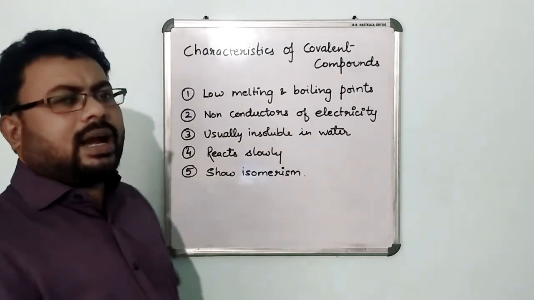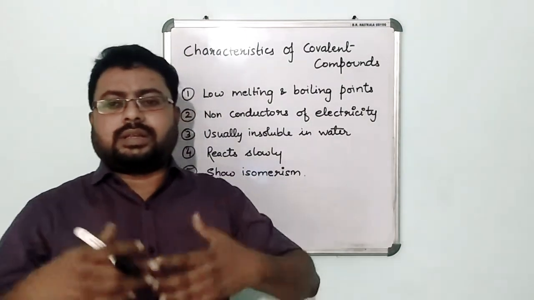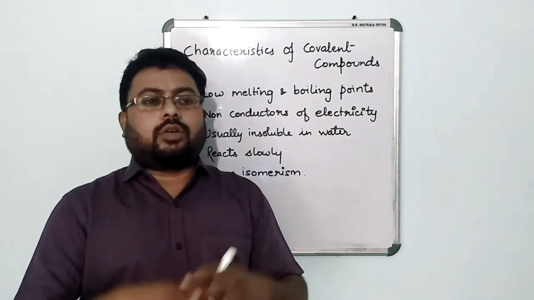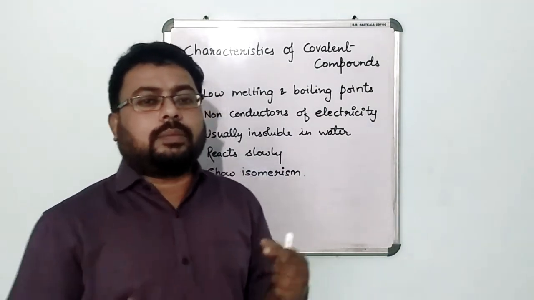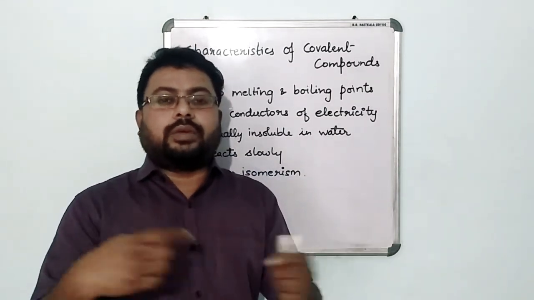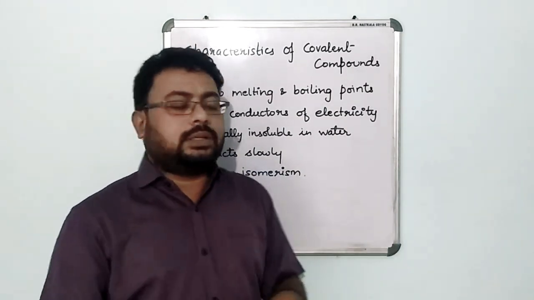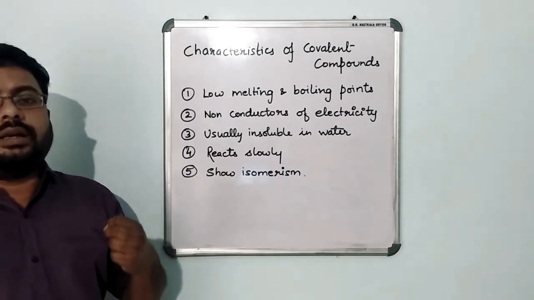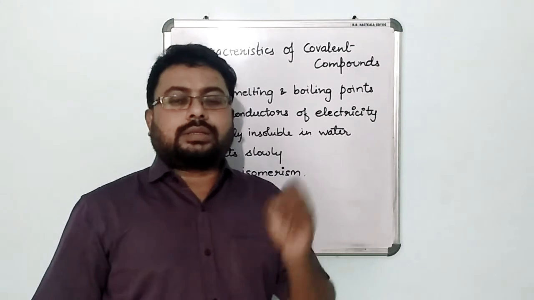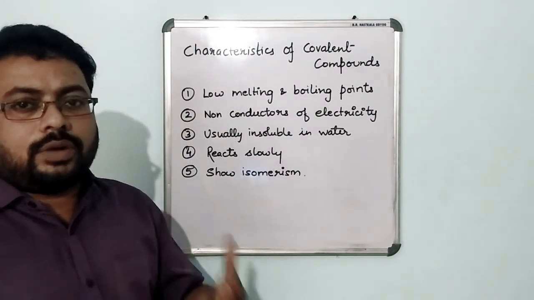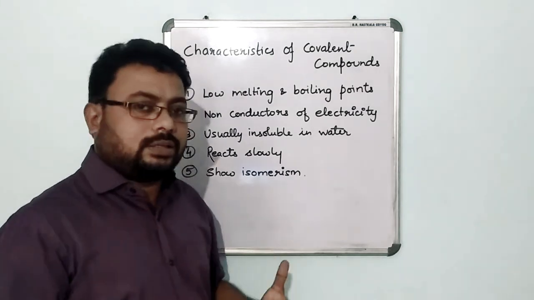Then they are slow reactors because, since there are no ions, there is no movement of ions. Normally in electrovalent compounds, when you dissolve them in water, they break into ions and then quickly the reaction happens. But in covalent compounds, the rate of reaction is a little slow and you require some catalyst to make them react faster.